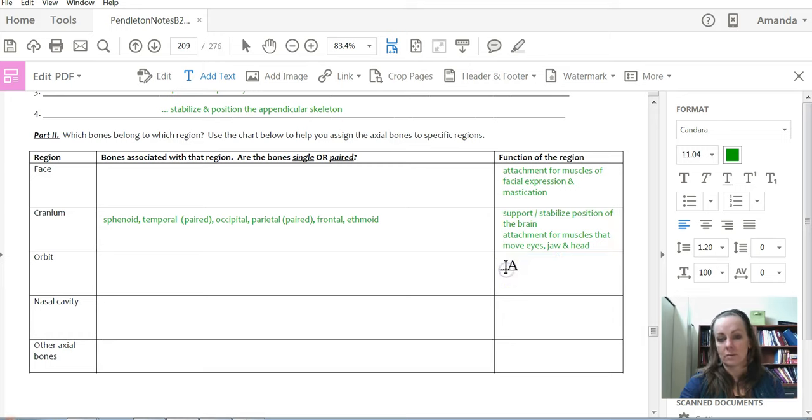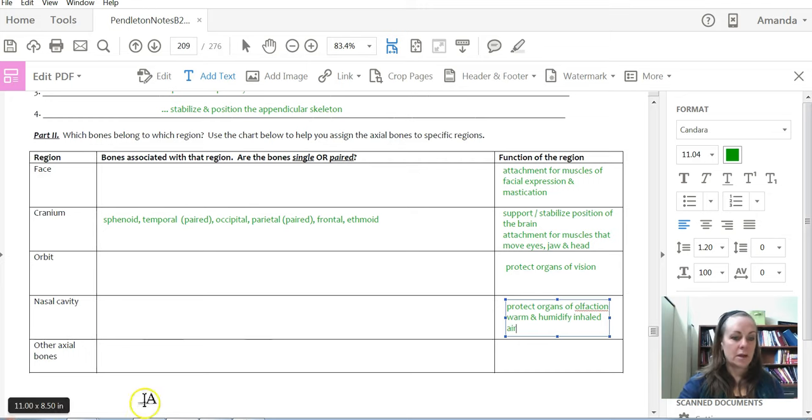Basically, the function of the orbit is no surprise. It's to protect the organs of vision, which is the eyes. Okay, the nasal cavity is to protect the organs of olfaction. Another function of it is going to help warm and humidify inhaled air. Okay, so that's going to be another function of that.